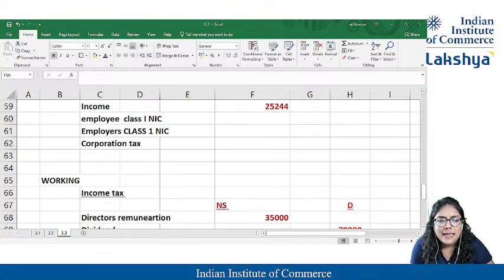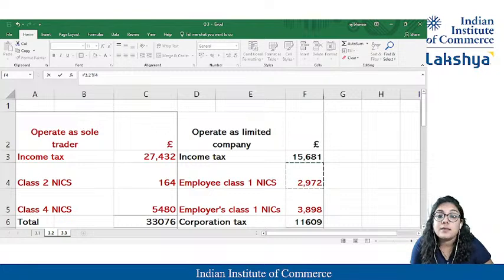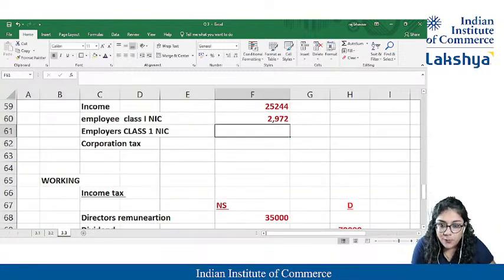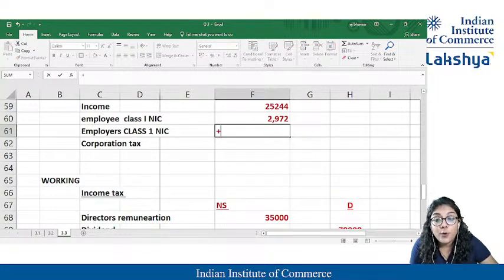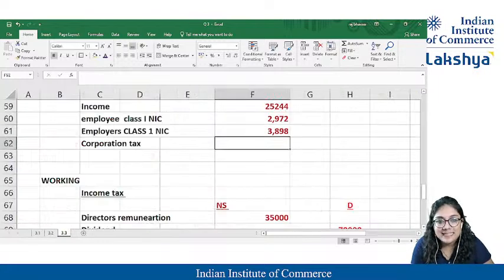Hey, is my class 1 employee going to change? No, ma'am, it's going to be the same. If you check the previous question, it is given 2972. Yeah, ma'am, it will be the same over here also. And the employer's also is not going to change because the remuneration is not changed. So it's going to be exactly the same.